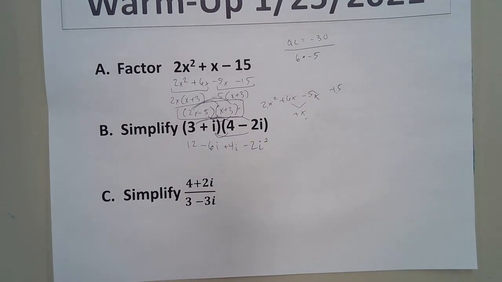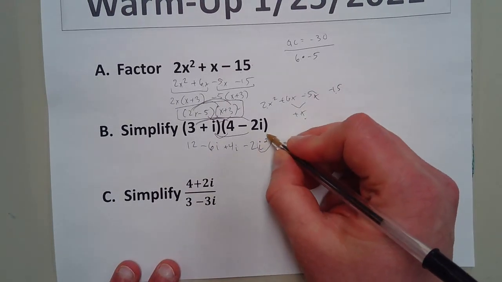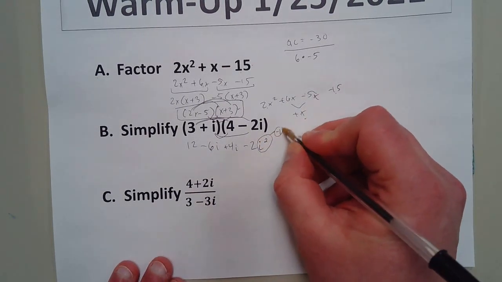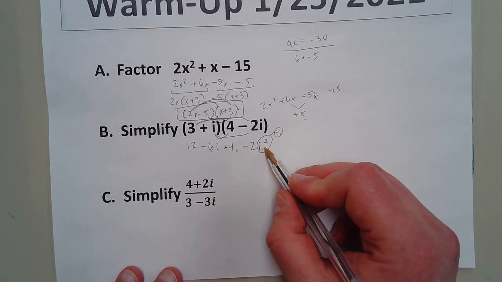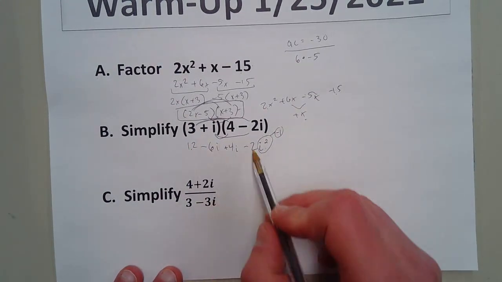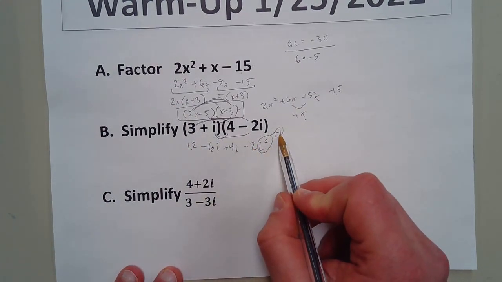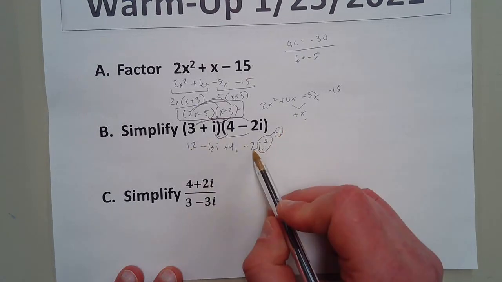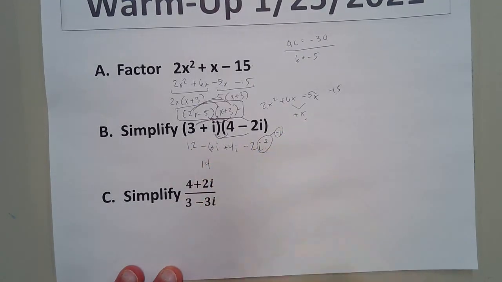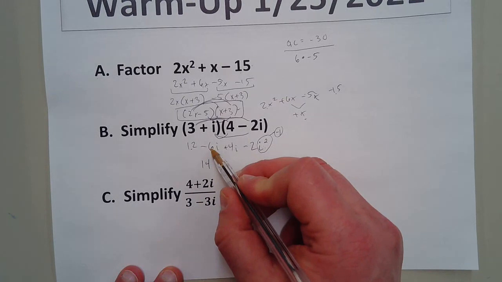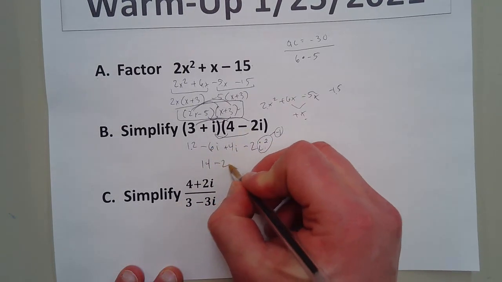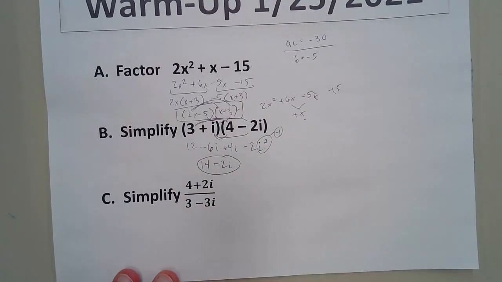So the i squared is really the crucial piece here, because you have to remember that i squared is equivalent to negative 1. Anywhere you see an i squared, you can replace it with a negative 1. So what do we actually have here? We have 12, and then negative 2 times negative 1 is really going to be a plus 2. So we have 12 plus 2, which is 14. That's our real part. Then we have negative 6i plus 4i, which is a minus 2i, and that's our imaginary part.